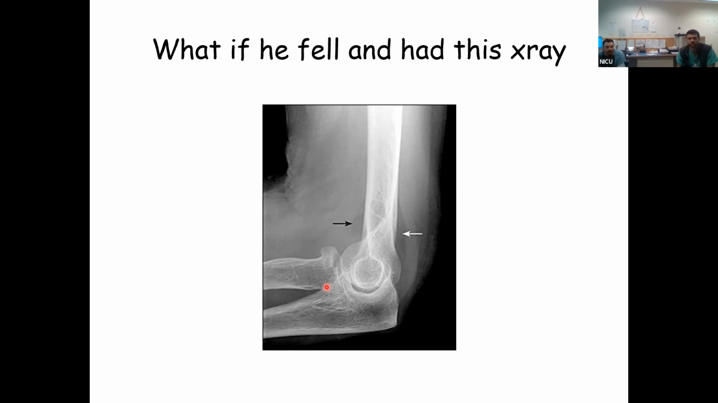Fat pad sign, supracondylar fracture. Perfect. So definitely fat pad sign, right? So this is where we get into the fat pad. And then which one is worse to see, the posterior or the anterior? 50-50 shot. And which one? Anterior.